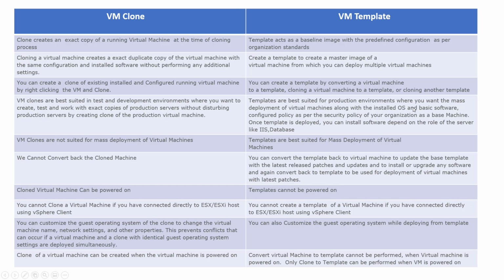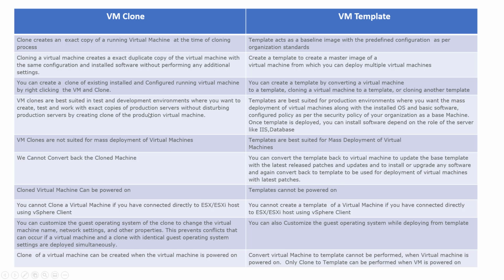If you want to install an SQL server, or deploy a file server, we can use the same image from the templates and deploy multiple Windows operating systems. Then we can go ahead and install whatever necessary software serves the purpose of that particular server, such as an IIS server, database server, anything like that, right? So VM clones are not suited for mass deployment of virtual machines.